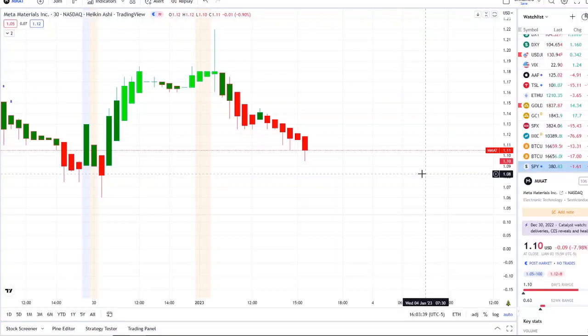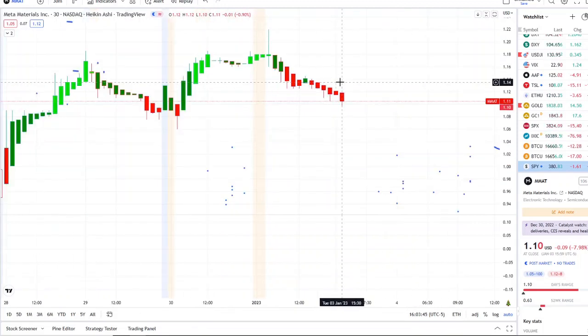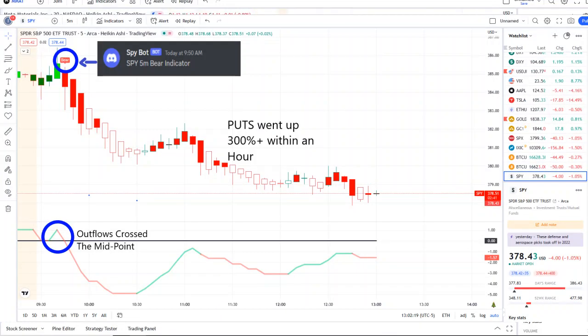Here we are with MMAT MMTLP Inc. pulling downwards today after hitting a new high, and it was not the only stock pulling downwards. The overall market did as well, and our SPY bot sent out a bear indicator since 9:50 a.m. and from that moment forward, outflows crossed the midpoint to the downside. Pure weakness there on 42 vision, and put options went up 300% plus within an hour, guys.